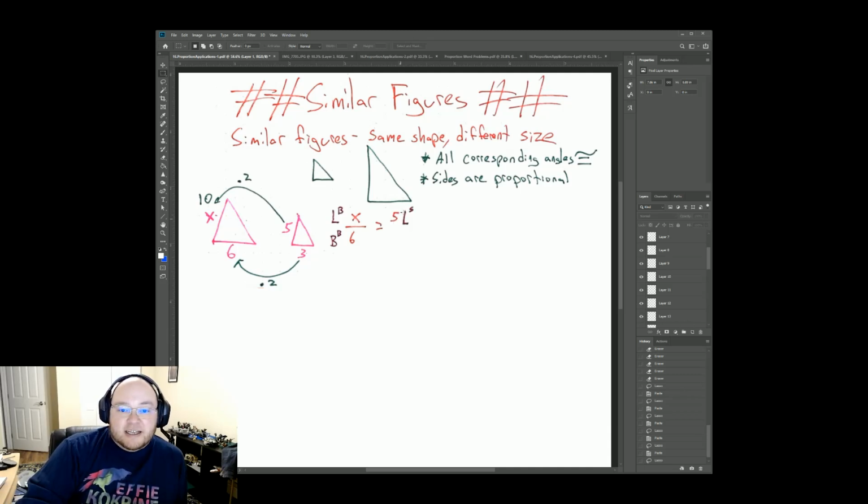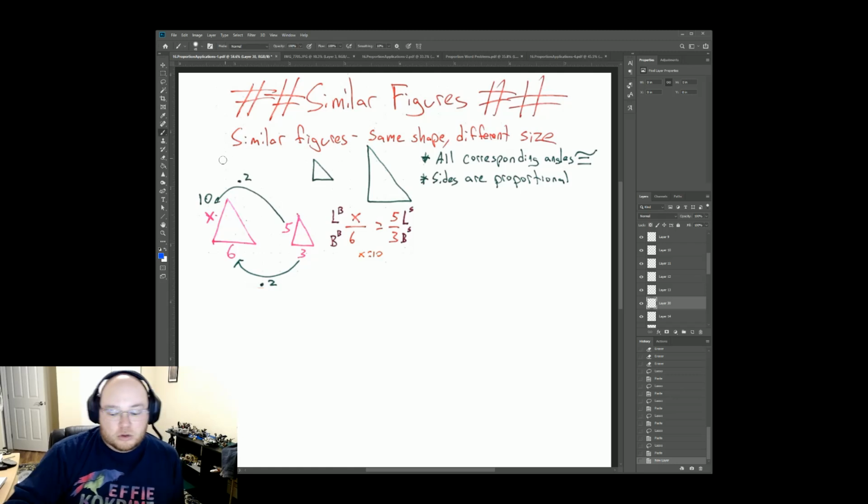Then I said the left side of the small triangle. So see how in this fraction it went left over bottom? That means the next fraction also has to be left over bottom. And then we would cross multiply and solve and get x equals 10. In case you have forgotten what I mean by cross multiply and solve.